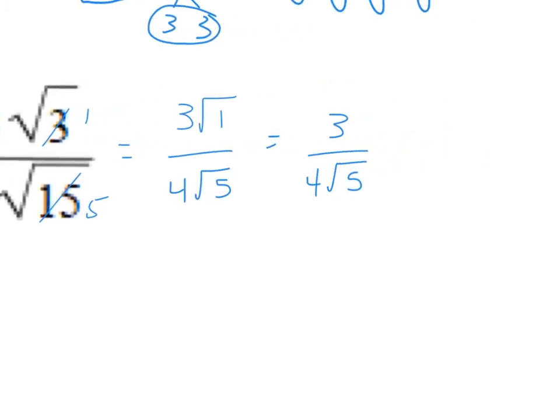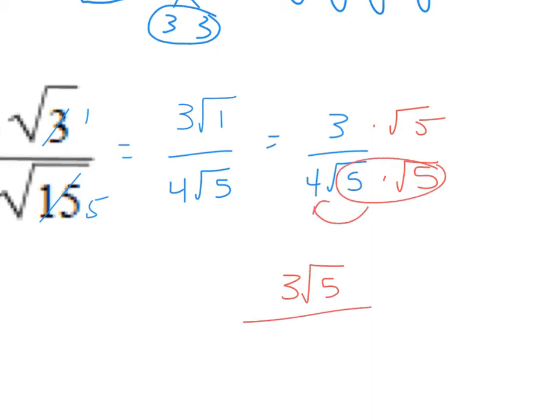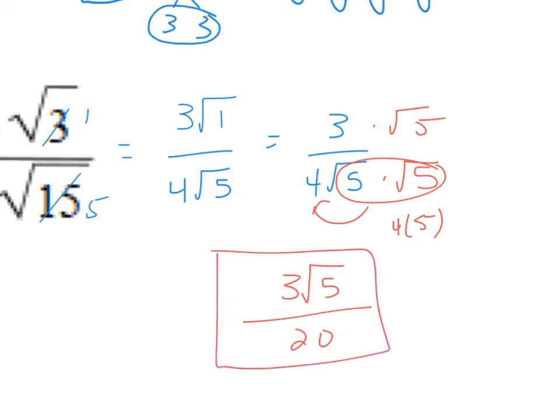Okay, so now I need to multiply by the square root on the bottom, right? No square roots are allowed to be on the bottom. So I'm going to get 3 root 5 on top. And on the bottom, these will pair up and move out. Well, there's already 4 out there, so really it's just saying 4 times 5, or 20. Now the 3 and 20 on the outside can't reduce, so this right here is your final answer.